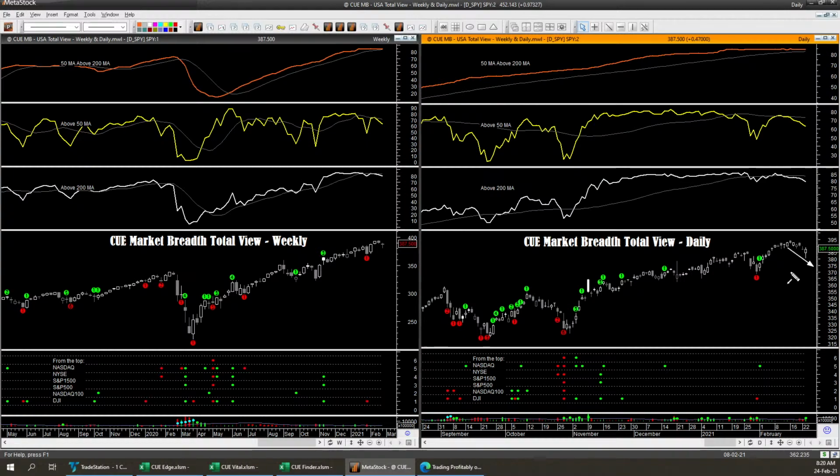This market breadth total view is very useful because it combines the insight from the 2 composite indices, Nasdaq and NYSE, and also the 4 major indices, S&P 1500, S&P 500, Nasdaq 100, and Dow Jones. By looking at it, you can anticipate if a sharp drop is coming, and we don't see that at the right edge.